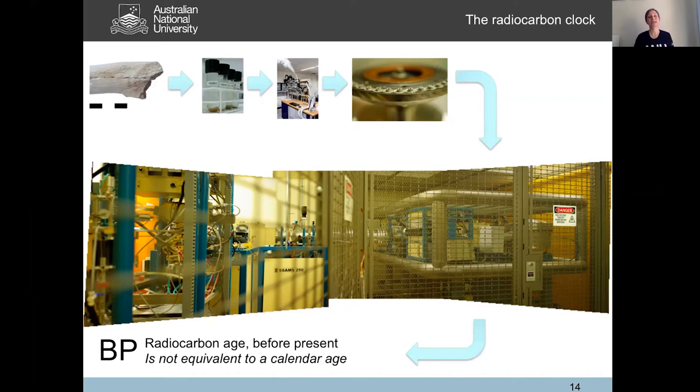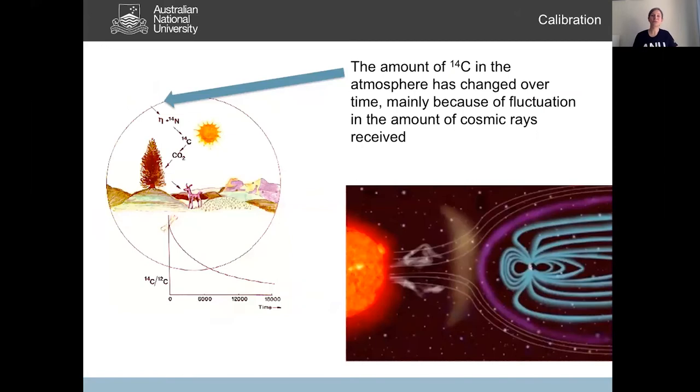And after measuring this carbon-14 to carbon-12 ratio, we're left with the radiocarbon age. Now we measure this with the unit BP, which means before present. Present in radiocarbon speak is 1950, which is when Willard Libby started to measure. But the important thing to know is that it is not equivalent to a calendar age. That is because the amount of carbon-14 in the atmosphere has changed over time. And this was realized very soon after Willard presented his first dates.